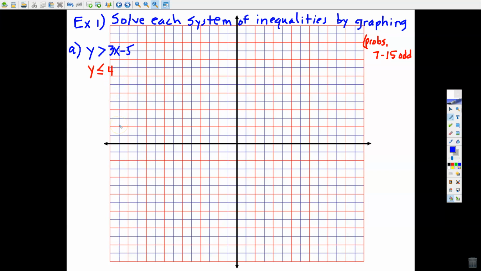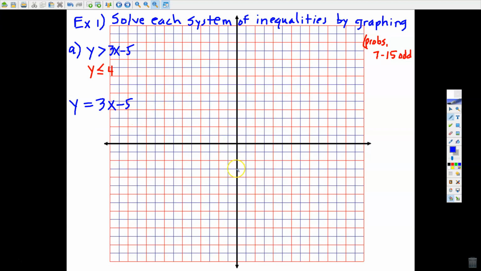I'm going to start with this blue inequality, and I'm going to treat it as though it reads as y equals 3x minus 5, because for inequalities, I need something known as the boundary line. And the boundary line is the equation form of this inequality. And so this is a review of sketching a linear equation.